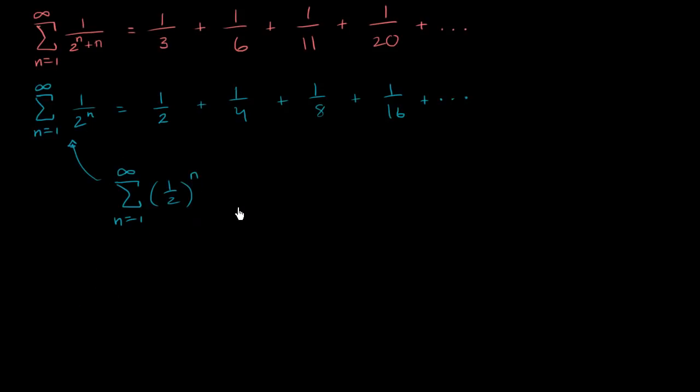Since the absolute value of 1/2, which is just 1/2, is less than 1, we know that this geometric series converges. We even have formulas for finding the exact sum, to figure out what it converges to. So we know this thing converges. And we see that these two series combined meet all of the constraints we need for the comparison test.